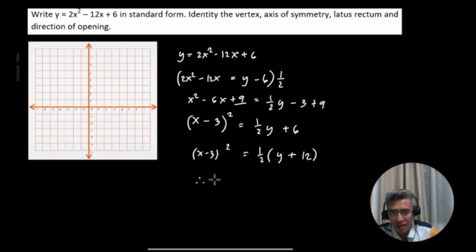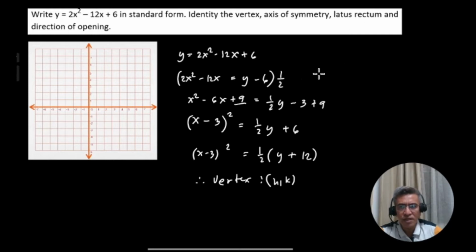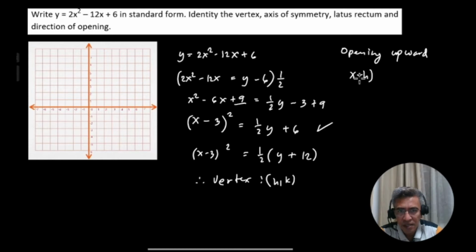Therefore, the vertex, which is h comma k, and the formula based on the standard form, the opening is upward. The formula is x minus h squared equals positive 4a times y minus k, where h, k is the vertex and 4a is the latus rectum, and if it is positive, the opening is upward.